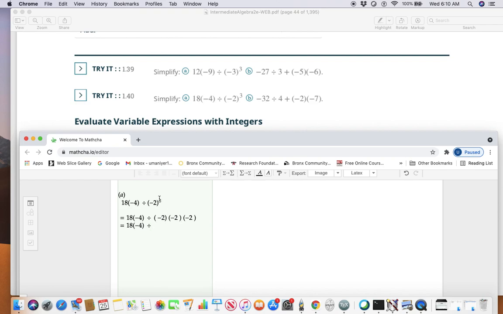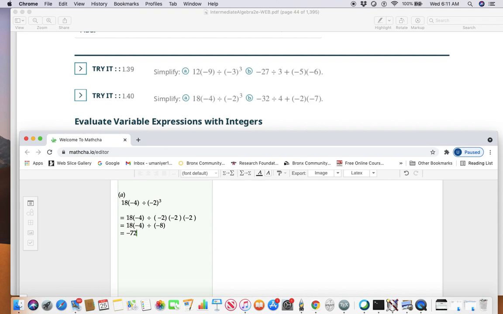We haven't yet resolved the exponent. So negative times negative times negative is negative. 2 times 2 times 2 is 8. Now, this multiplication takes precedence over division. Left to right. Okay? So left multiplication comes first. So we are going to do multiplication. Positive times negative is negative.